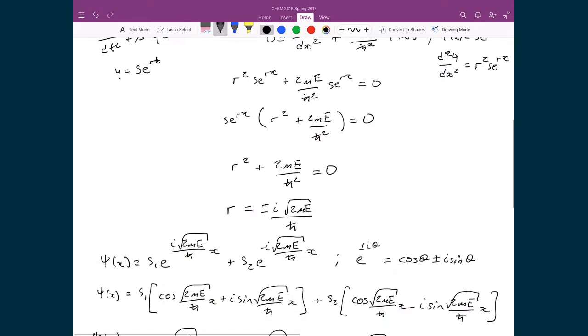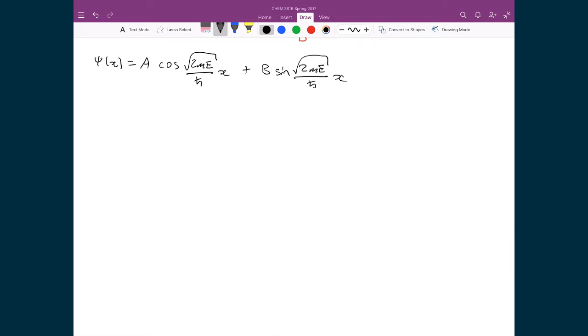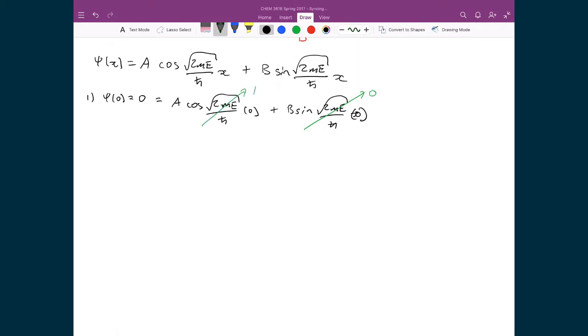So let's apply these boundary conditions to this intermediate solution that we have below. For the first one, this is where psi of 0 is equal to 0. If I take my solution from above, I have A cosine of square root of 2mE over h bar times 0, plus B sine of square root of 2mE over h bar times 0. The sine of 0, that term disappears and goes to 0. The cosine of 0 goes to 1. That means I have psi of 0 equal to 0, which is equal to A. That means in this case my constant A is equal to 0. I have no cosine term.